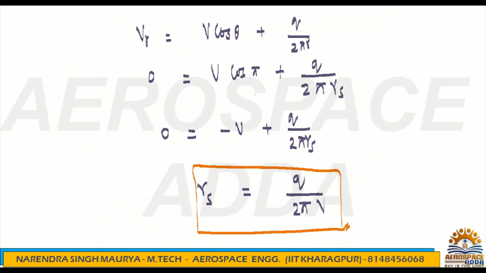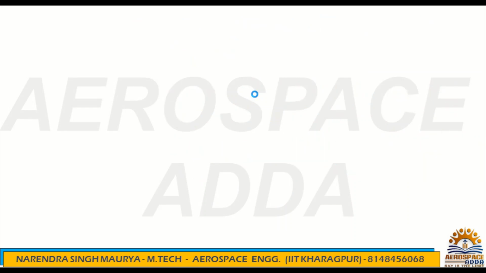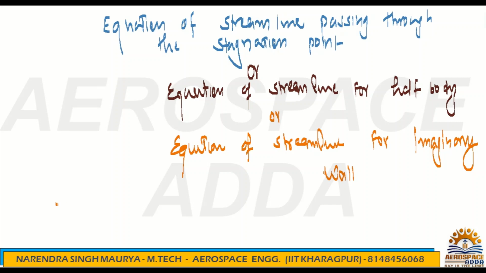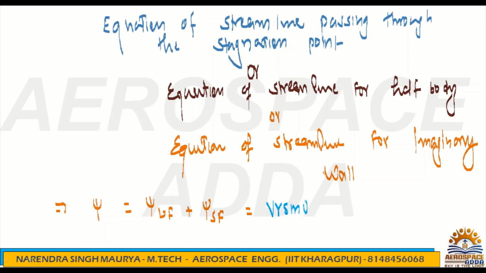Now see, just now you have seen the equation of streamline. What is the equation of streamline you have seen? It was psi, and psi is equal to psi of uniform flow plus psi of source flow, and just now you had written the value in the starting only. What was that? It was psi of uniform, you had written V R sin theta, plus psi of source flow, you had written q upon 2 pi. Just turn your pages, you will get it, okay?